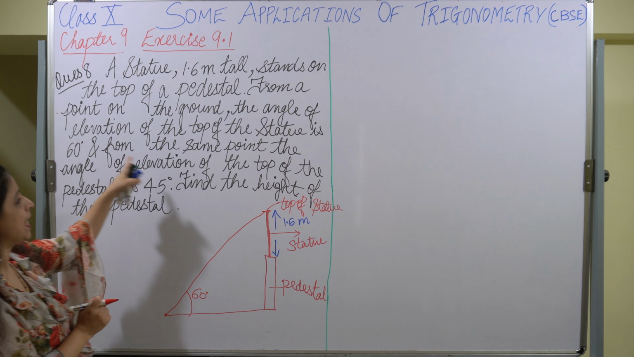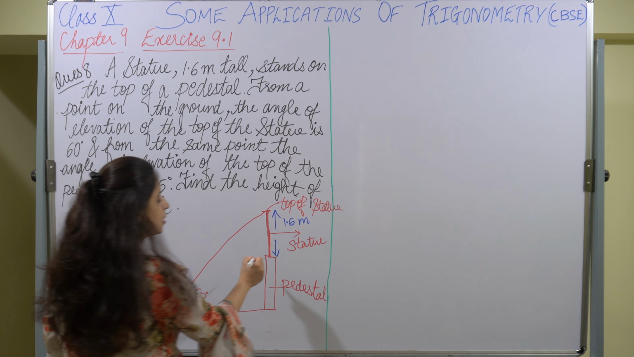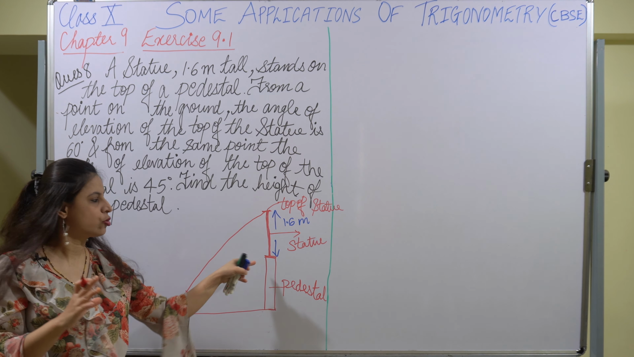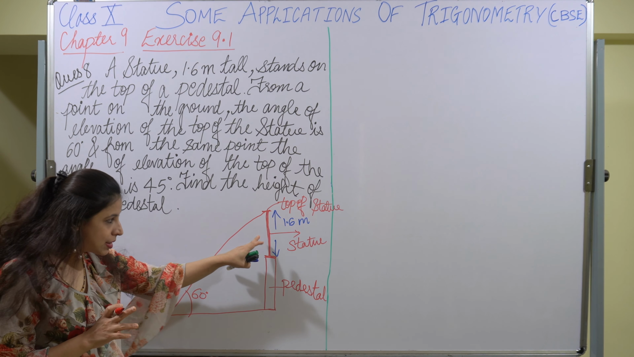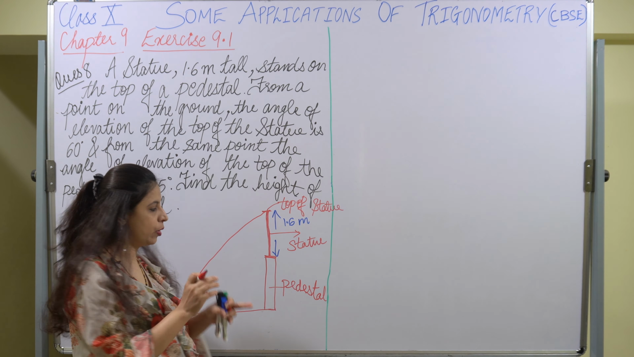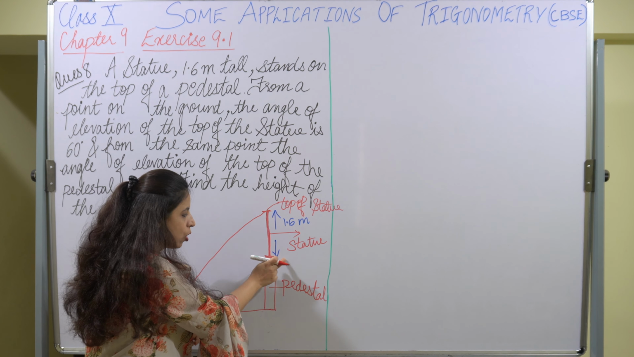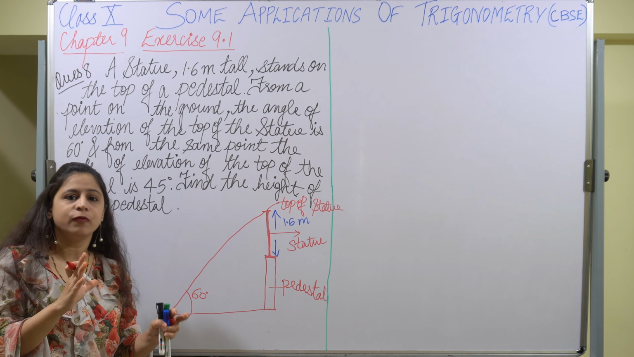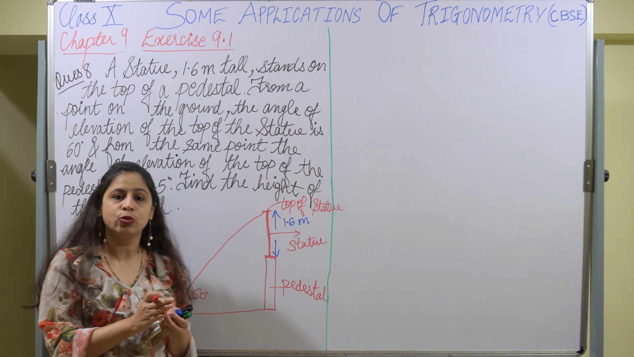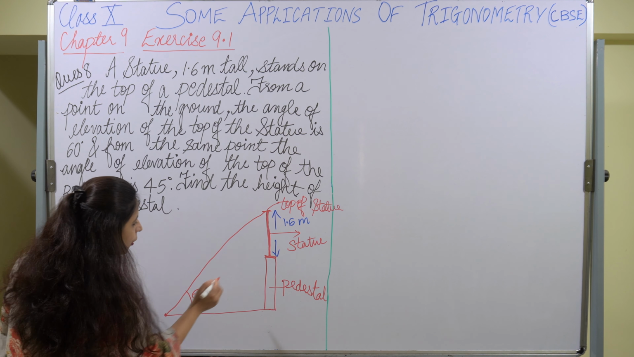Then it is saying from the same point, the angle of elevation of the top of the pedestal. So this is the top of the pedestal, or we can say the bottom of the statue, because on the pedestal a statue is placed. The top of the pedestal will be equal to the bottom of the statue. Okay, so it is given to us, 45 degrees.